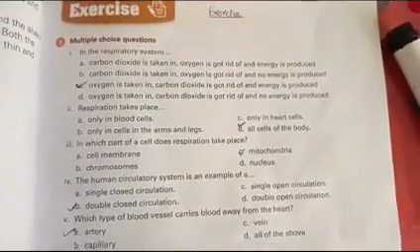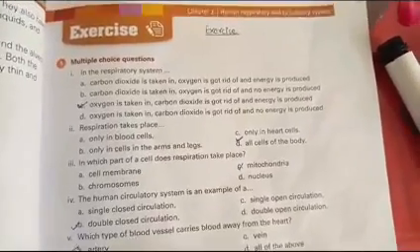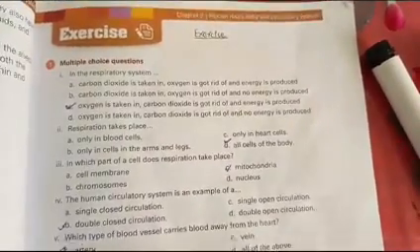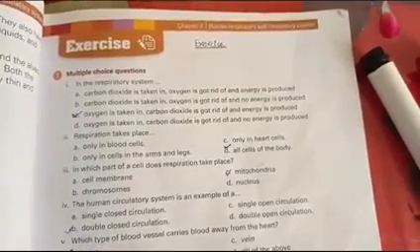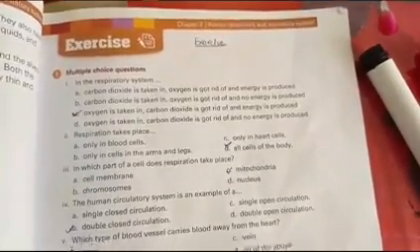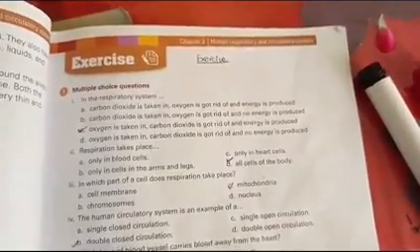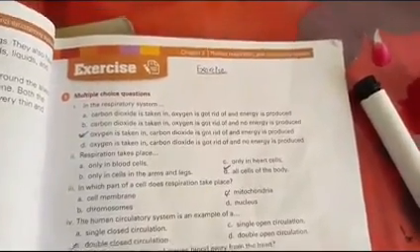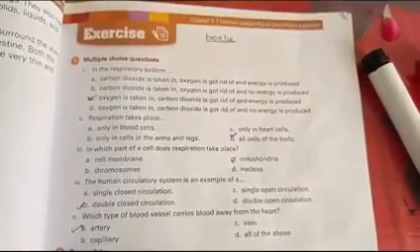Come to question number 1 on page number 31. Very first question, multiple choice questions. You have to mark the correct option in the respiratory system. What would happen? Option C is the correct option, as oxygen is taken in, carbon dioxide is excreted, and energy is produced.